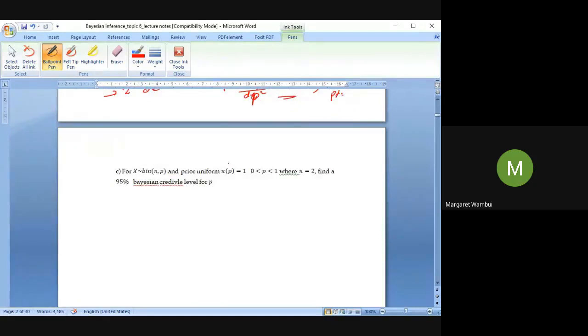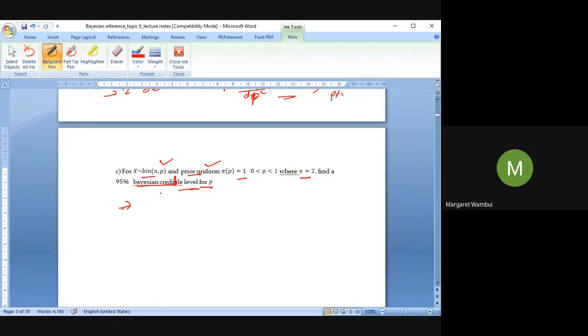The other thing that I just wanted to go over very fast is how would I look for the Bayesian credible level for P for such a case. When we are given, again, the second case here, that the random variable X is binomial, the prior is uniform, and n is still 2, so it is still the same case, and we want to find the Bayesian credible level for P.